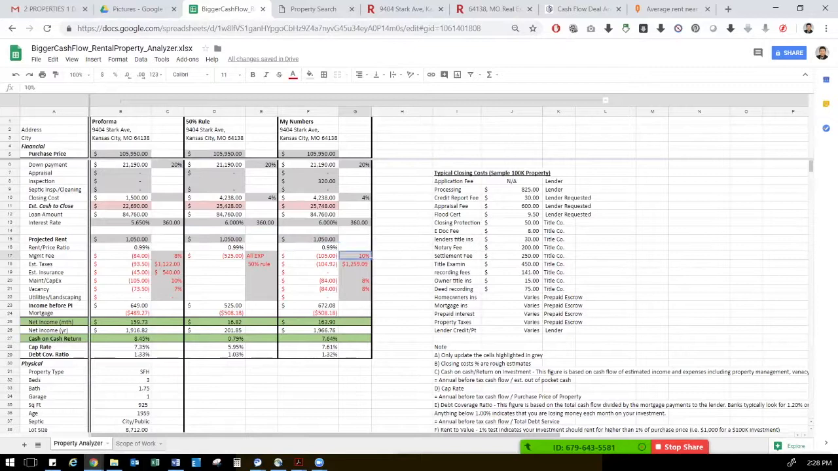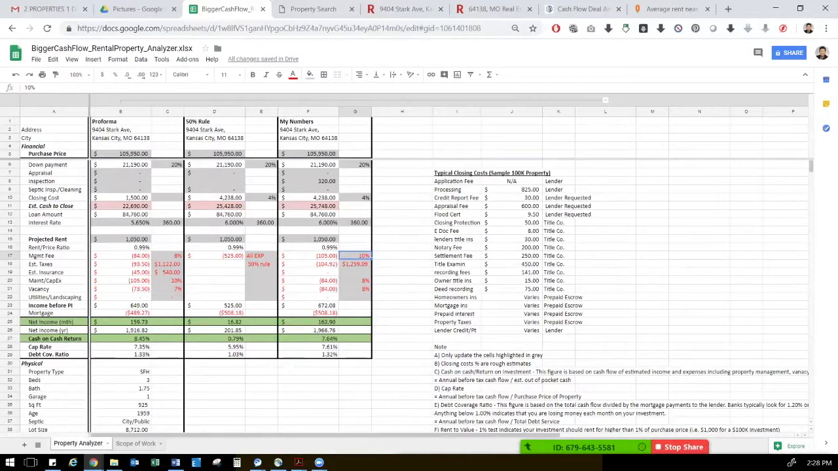Management fee, I put 10% because that's what my guy charges me. But like I said, you can go anywhere from 8 to 12%, and you don't want to cheap out on this. You want to make sure that you have the right property manager who's going to take care of your property and the tenants, because that's how you're going to make money in the long run.